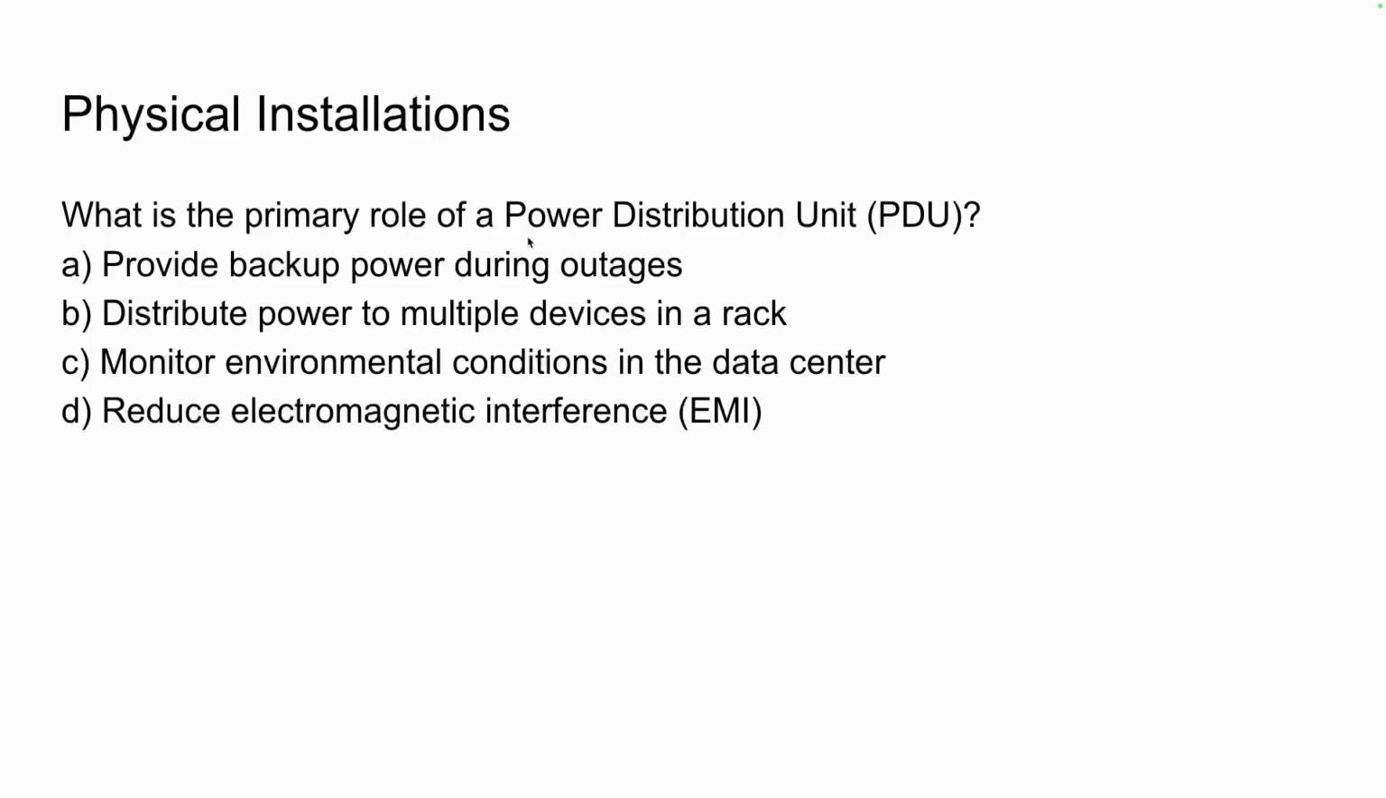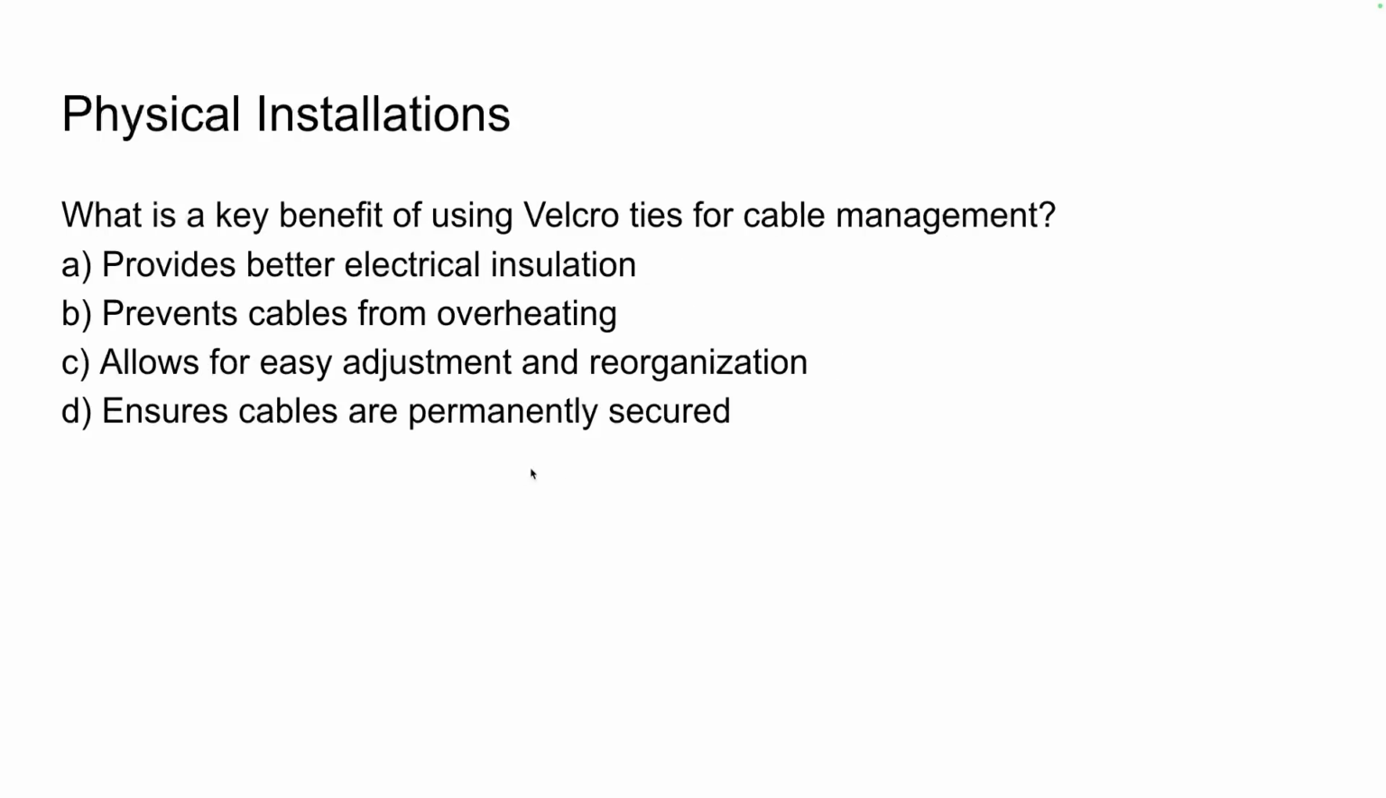What is the primary role of a power distribution unit? So provide backup power during outages, distribute power to multiple devices in a rack, monitor environmental conditions in the data center, reduce electromagnetic interference. So it's not this one, and it's not monitoring environmental conditions in the data center. That would be a specific environmental monitor. It is for distributing power to multiple devices in a rack, as the name implies, power distribution unit. Providing backup power is our uninterruptible power system, so the UPS, right? So we have the distributing power to multiple devices.